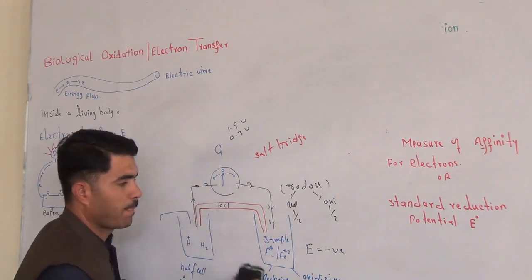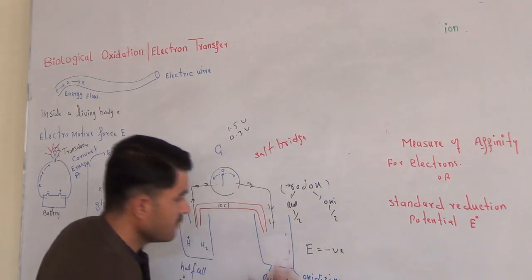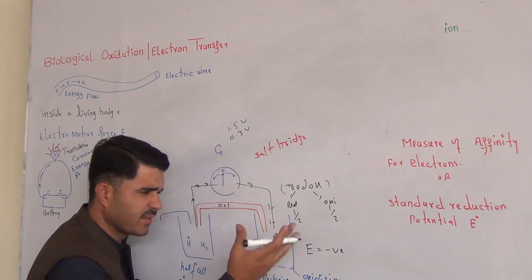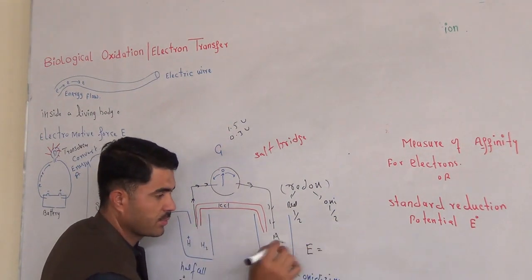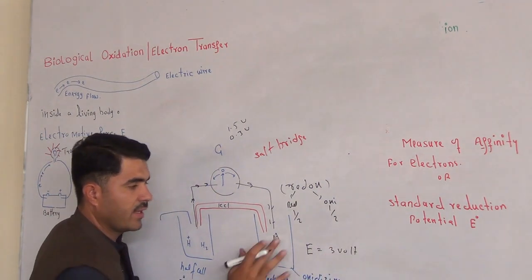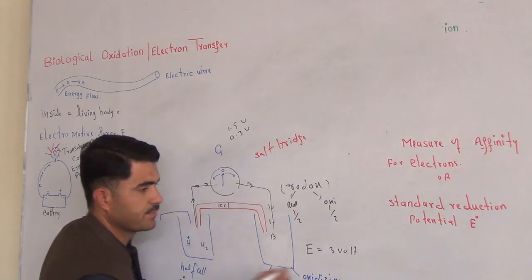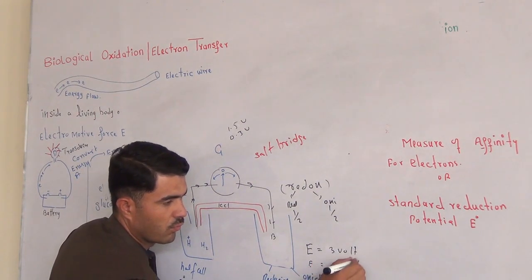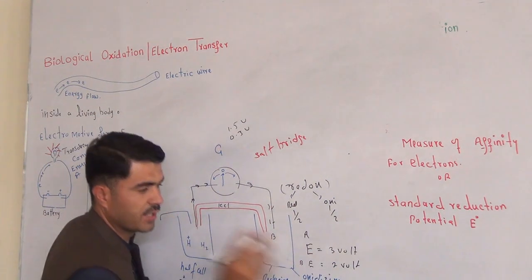Now let's suppose I placed a solution A here. It contained a sample A, and I noticed that the electrode potential in this case is 3 volt, right? And then I placed another solution here, which is called B. In this case, the electrode potential is 2 volt. So in case of A, 3 volt. In case of B, it is 2 volt.